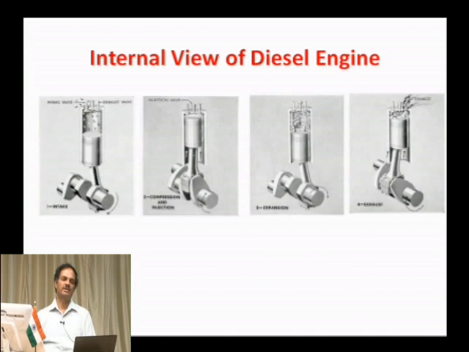Then the expansion stroke, that is the third one is expansion. So, piston moves down and power is transferred to the crankshaft through the connecting rod and the crank. Finally, all the combustible gas is exhausted into the atmosphere when the piston moves from BDC to TDC. So, this is how the diesel engine works. This is the internal view of a diesel engine. 4 processes: intake, compression and injection, then the expansion, and finally the exhaust.